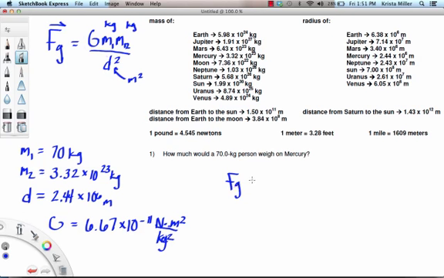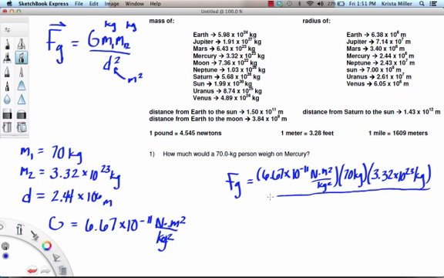So let's just plug in what we know. The force of gravity is going to be the gravitational constant, 6.67 times 10 to the negative 11th newtons times meters squared over kilograms squared, times the mass of the person, which is 70 kilograms, times the mass of Mercury, which is 3.32 times 10 to the 23rd kilograms, and all of that is going to be divided by the radius, or the distance between their centers, so 2.44 times 10 to the 6th meters, quantity squared.